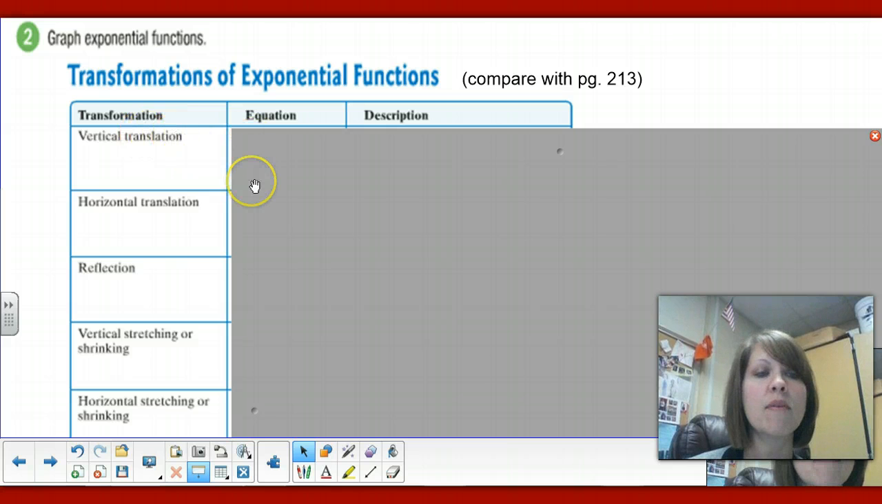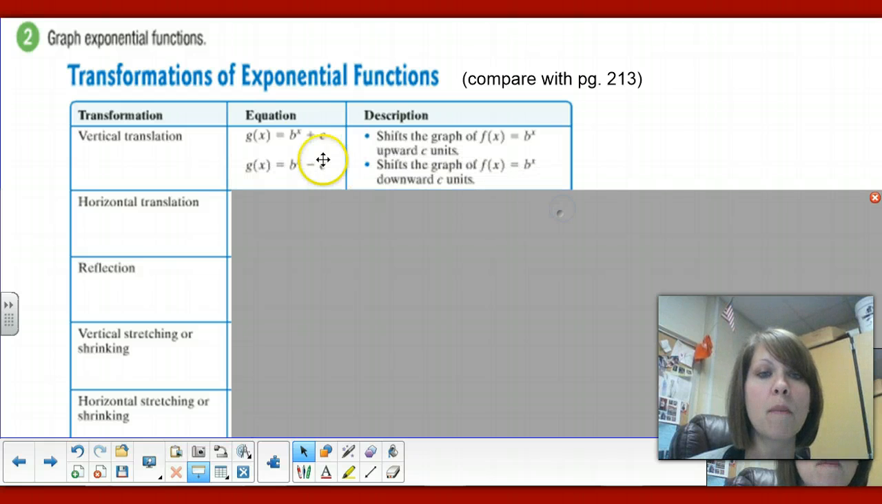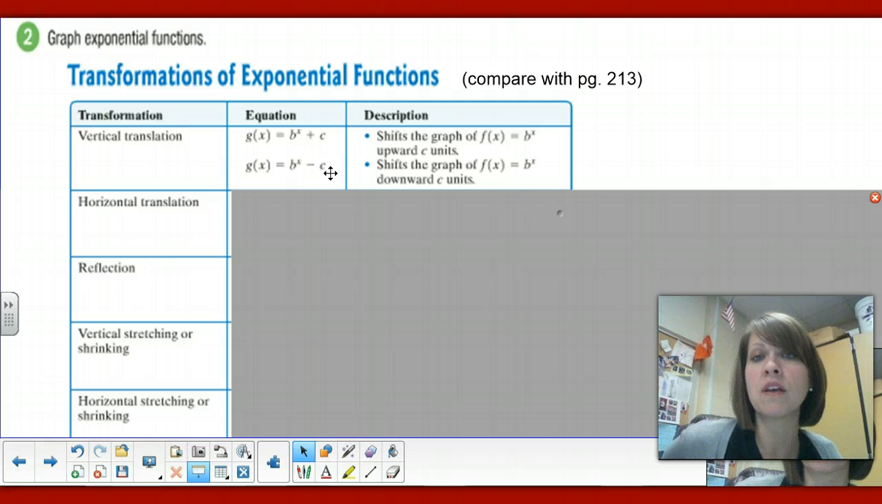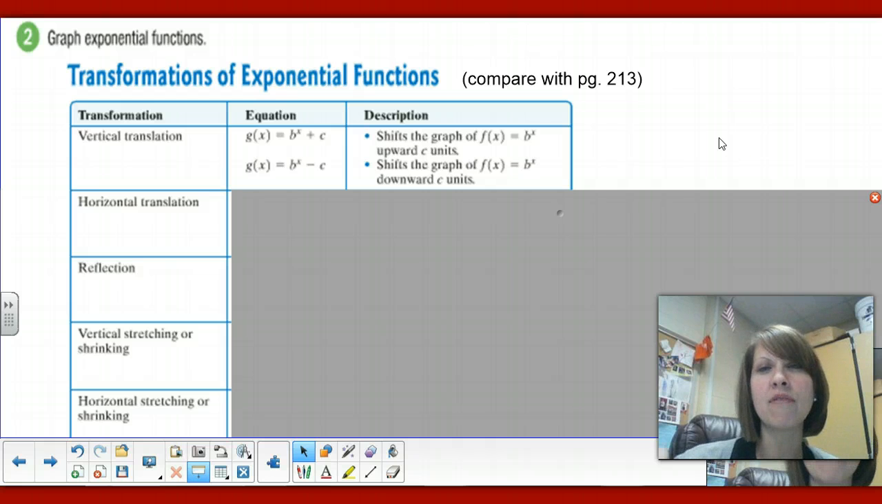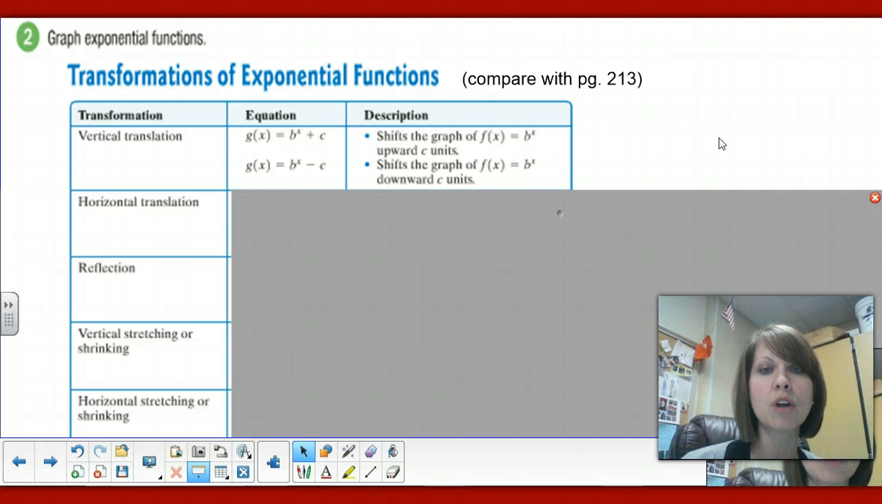Okay, so we have the basic transformations. We have the vertical translation, or slide or shift, which comes from adding or subtracting a value outside of the function. Outside of an exponential function means that you have the b to the x, and then you add the c, or subtract the c, or you have the number in front, and it's plus the b to the x. But it's addition or subtraction that's not really involved in the b to the x.